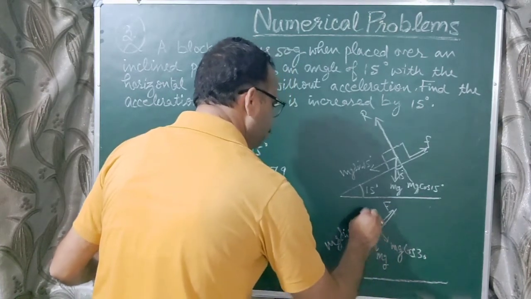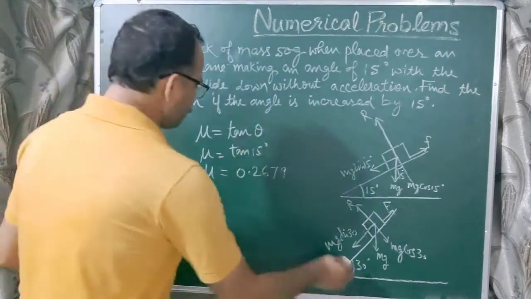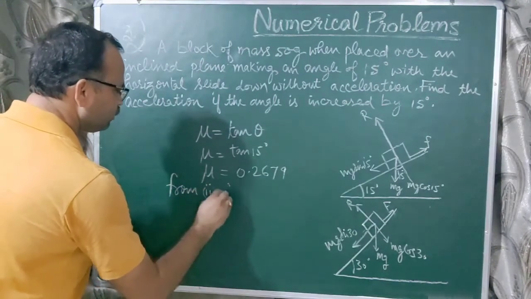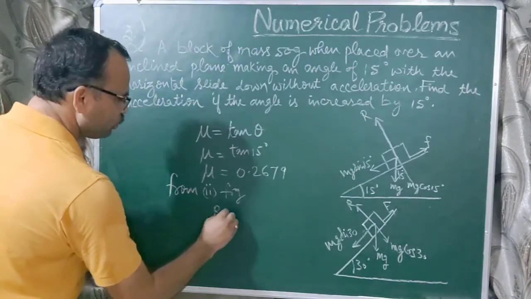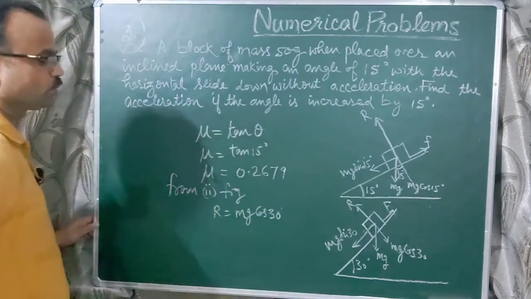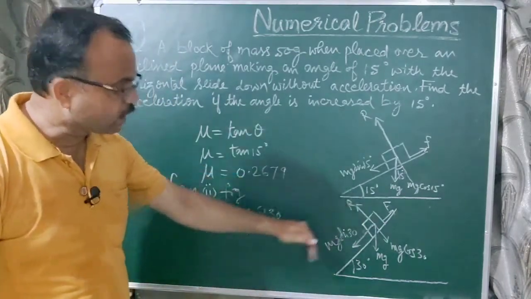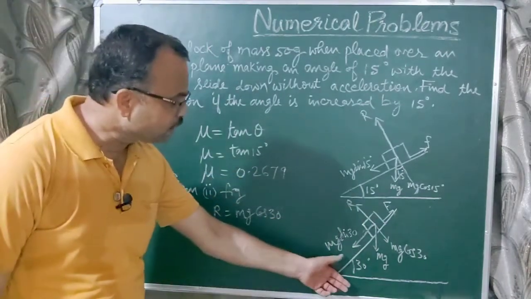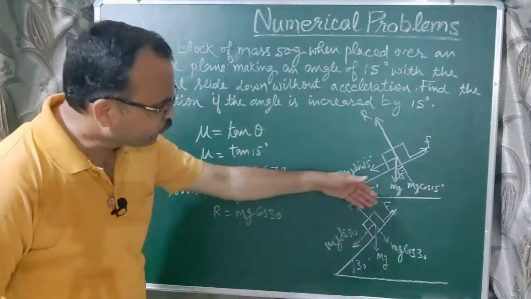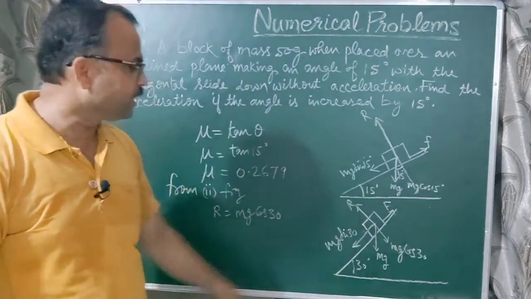The normal reaction is perpendicular to the surface. So from the second figure, R equals mg cos 30. Now in this condition the body slides down because this angle is greater than the angle of repose, and the difference of these two forces will produce the acceleration in the body.